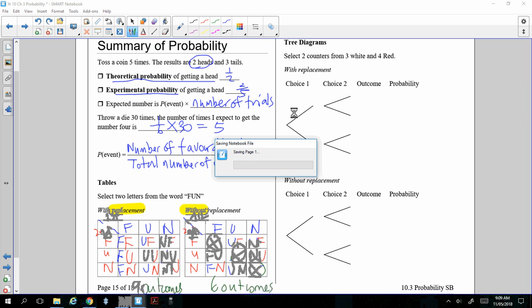Probability. So there are 2 ways to list the outcomes. One way is to use the tables. The other way is to use the tree diagram. And this topic will look at probability tree diagrams. We'll look at the cases where they are with replacement and without replacement.